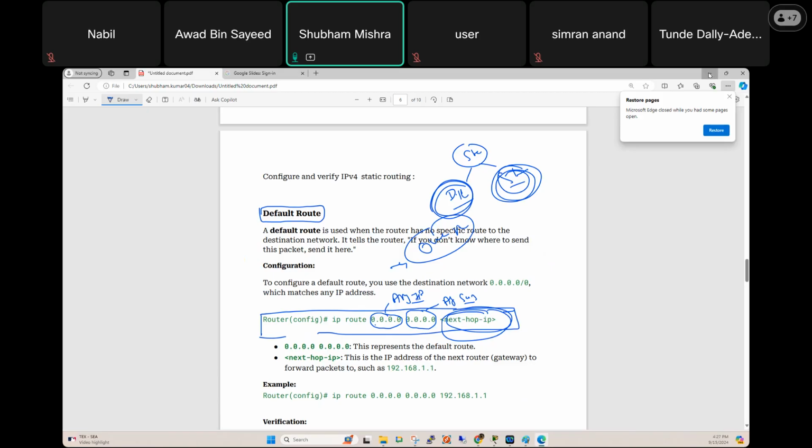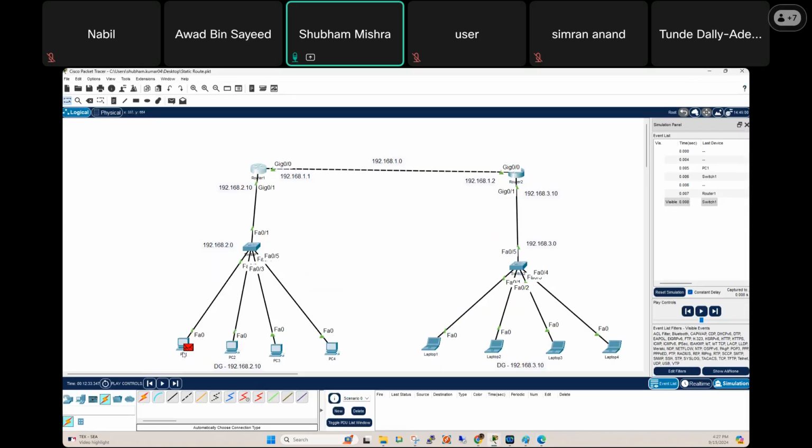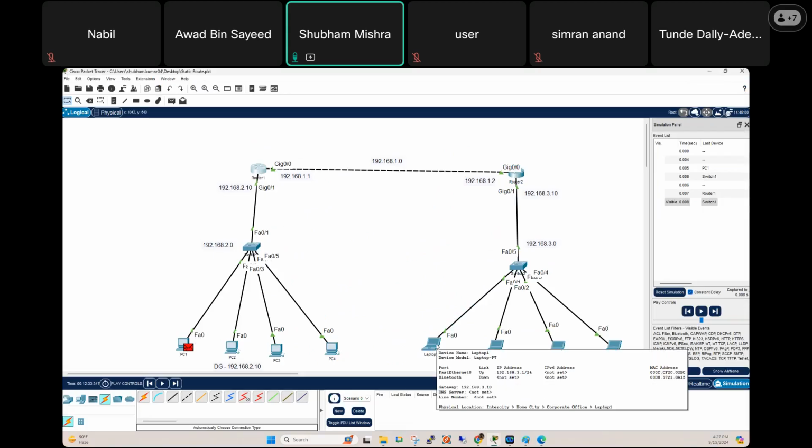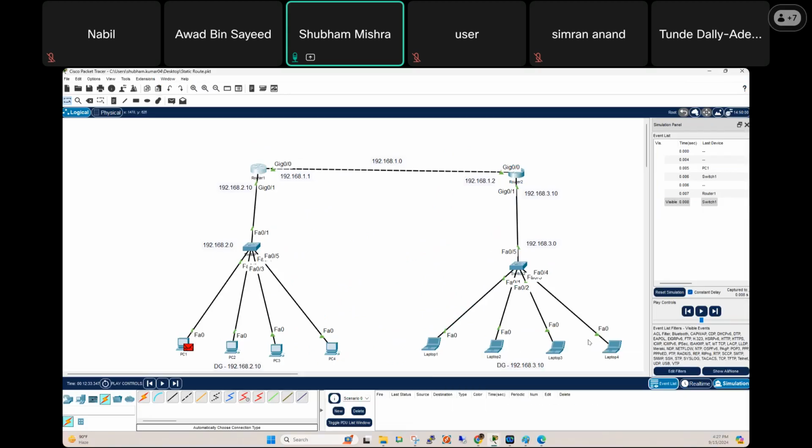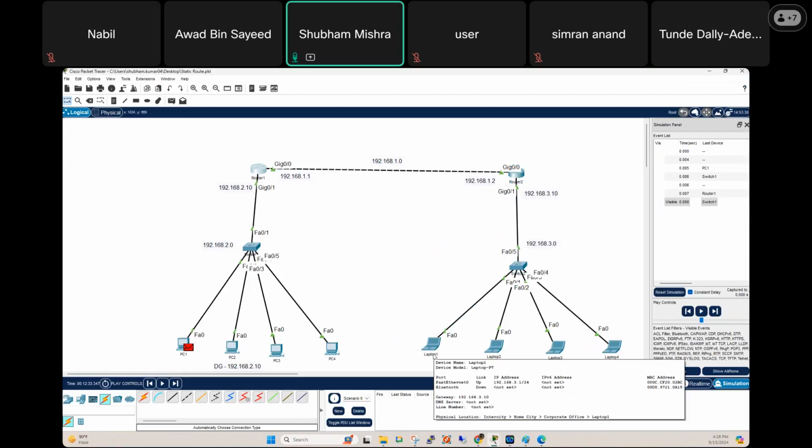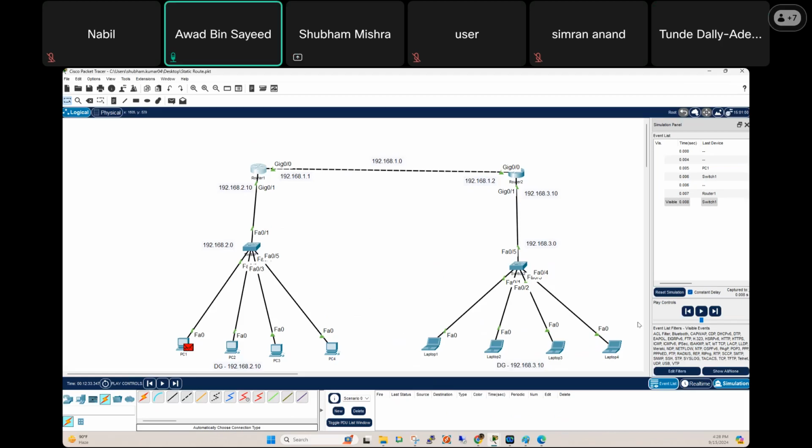For example, let's suppose this is PC number 1, and you want to configure a route on router number 1, so that PC number 1 can reach only laptop number 1, not all the laptops. For this there will be a different configuration. But here we are configuring the default route. Default route means the destination is any network. The router will forward this packet towards the next hop. Done?